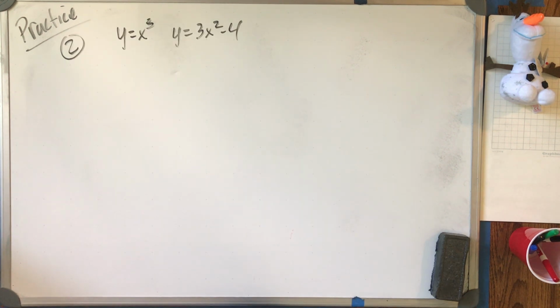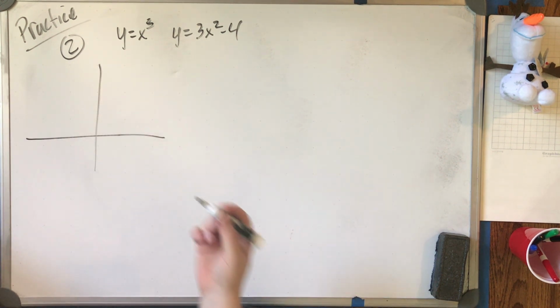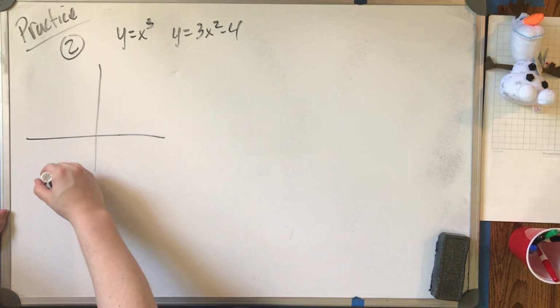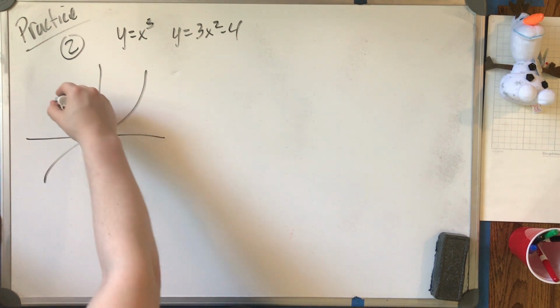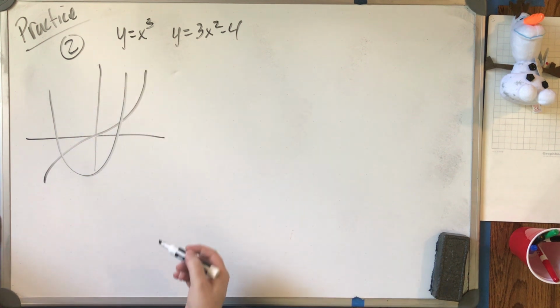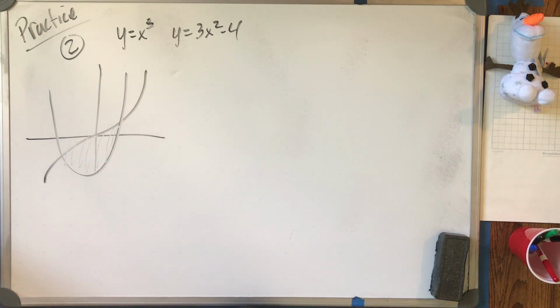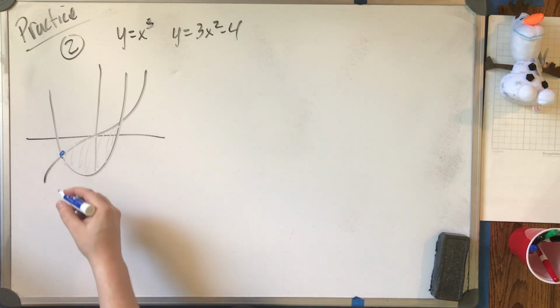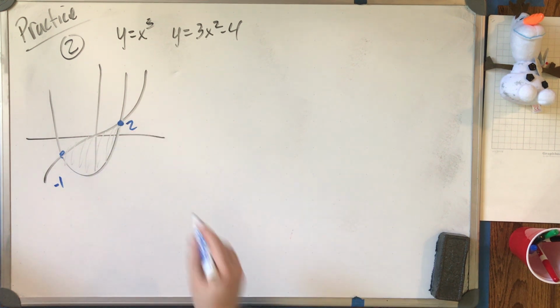For number 2, I used my calculator to help me graph it and find the intersections, even though the intersections ended up being pretty nice numbers. So I'm just going to approximate that. That's our x to the third. I have the other equation that comes down here. So I'm looking for this region right there. When I go to figure out these intersections, again, I just used the calculator. I got an x value of negative 1 and an x value of 2.